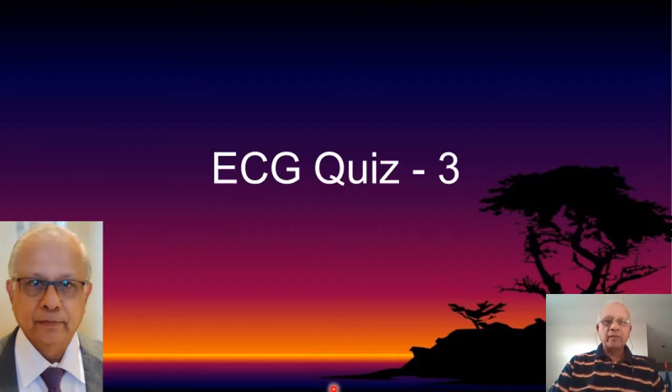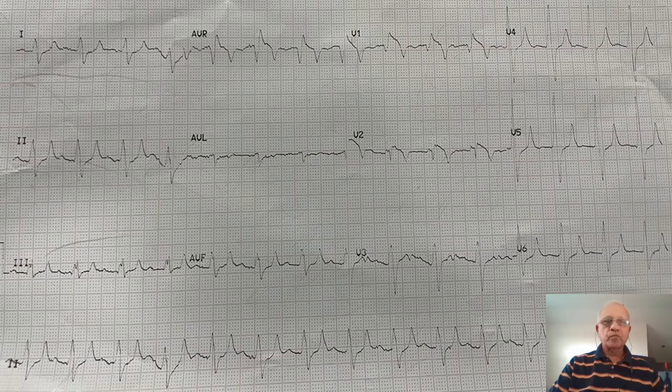Now today I have lined up 3 ECGs for you. There is one ECG on arrhythmia and there are two 12-lead ECGs. So let us get ready with the pen and paper and start the quiz.